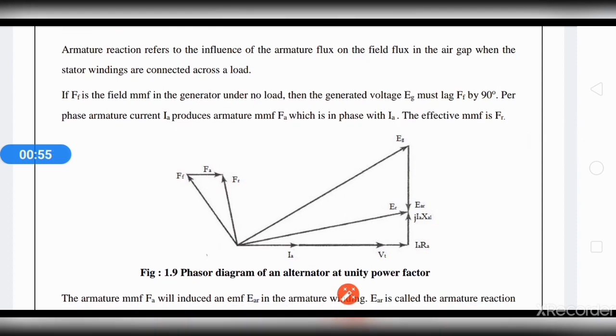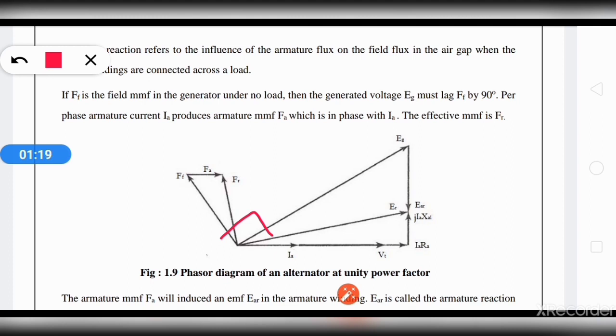FF is the field MMF in the generator under no load, and it should lag EG by 90 degrees. We can see it from here. The difference between the angles is 90 degrees.